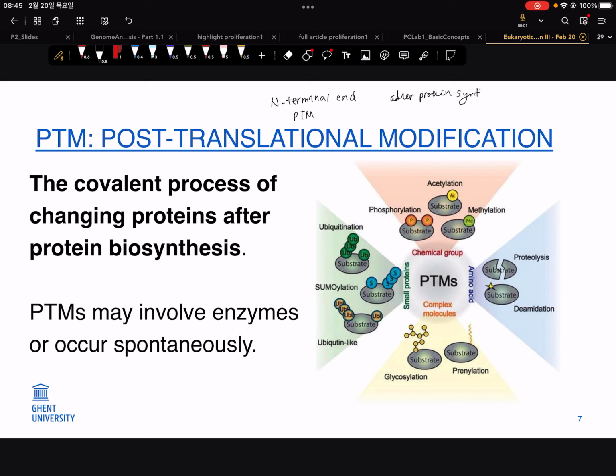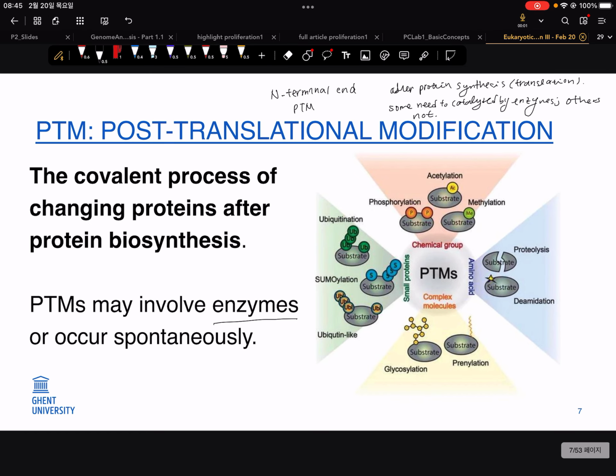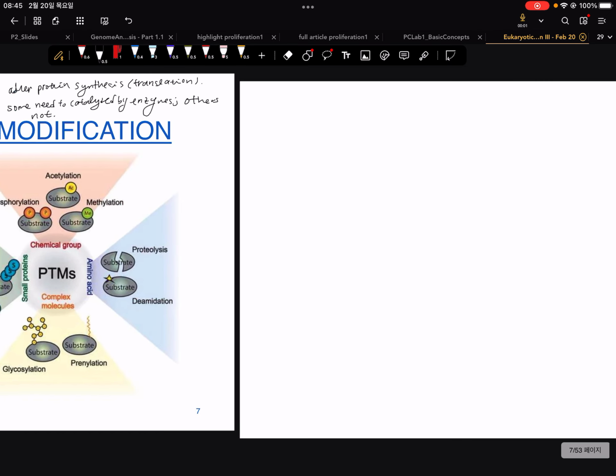And some of those post-translational modifications need to be catalyzed by enzymes, and others not. For example, some redox reactions or oxidation of proteins happen spontaneously without enzymes. Also nitrosylation happens spontaneously, but others require enzymes. The ones that we are going to talk about today require enzymes. So I'm going to specify each time which enzymes are involved.